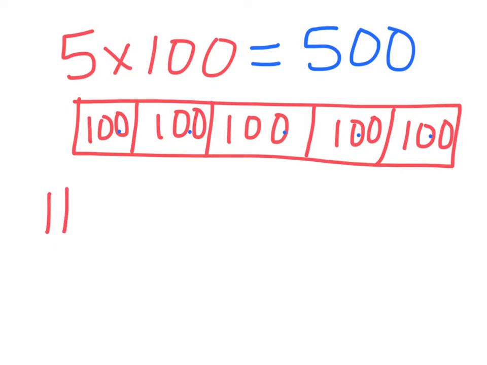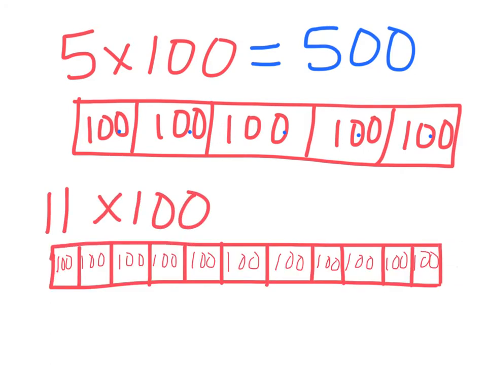What if we have 11 sets of 100? 11 times 100. This gives us a value of 100, 200, 300, 400, 500, 600, 700, 800, 900, 1,000, 1,100 for a product of 1,100. I bet you're seeing the pattern already.